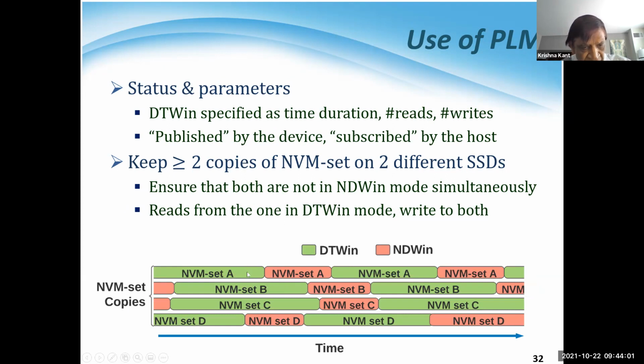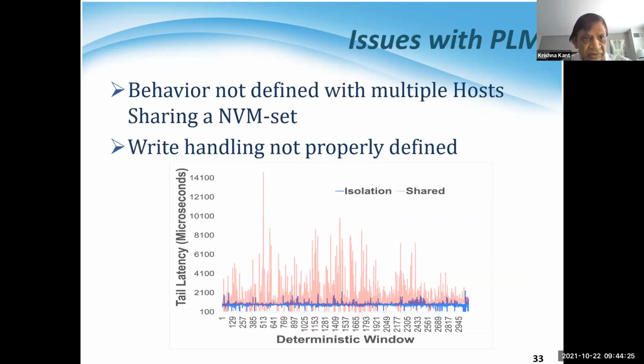And as long as you have multiple copies, and as long as you have at least 2 copies which are not simultaneously in the non-deterministic mode, you would be able to direct all your high priority requests to the deterministic mode. Okay, so that's sort of the idea.